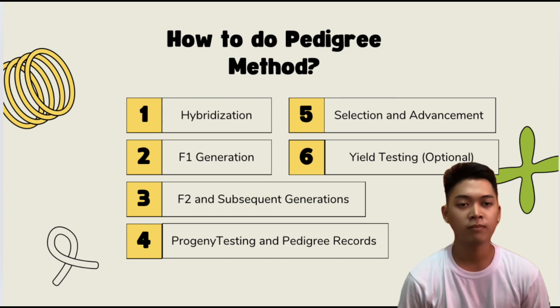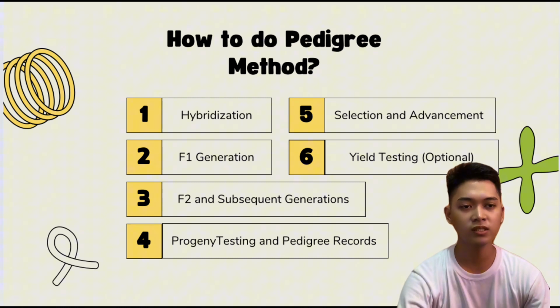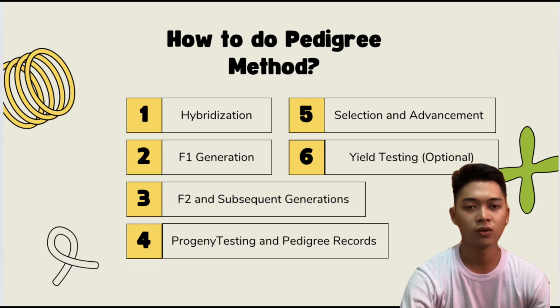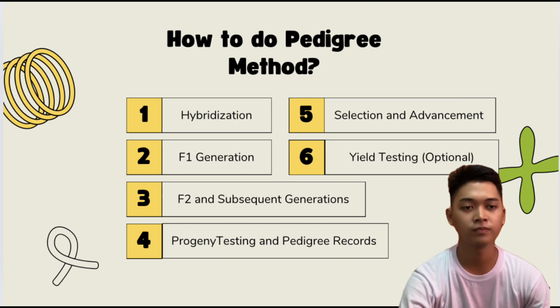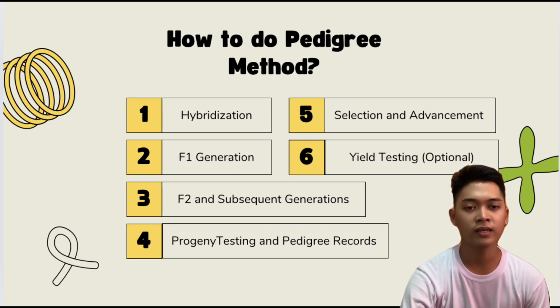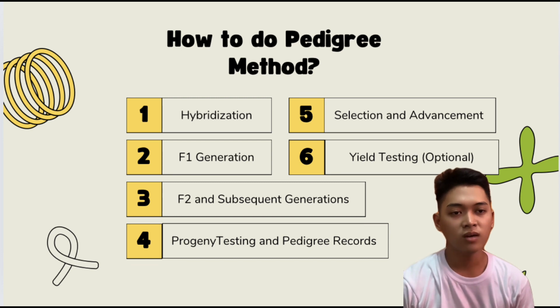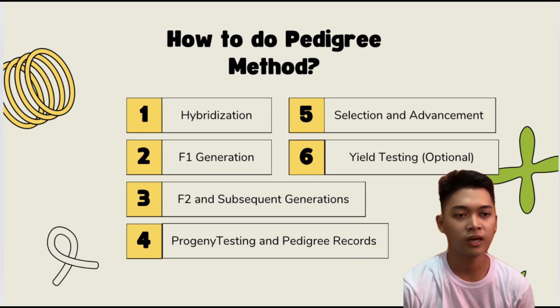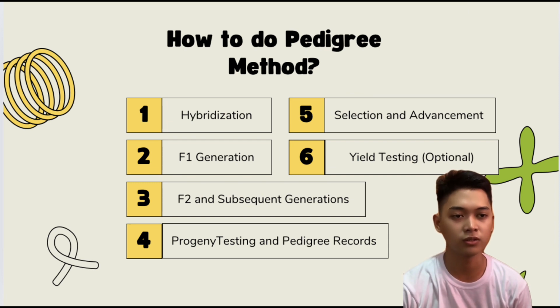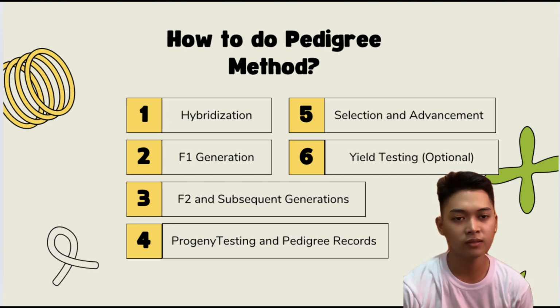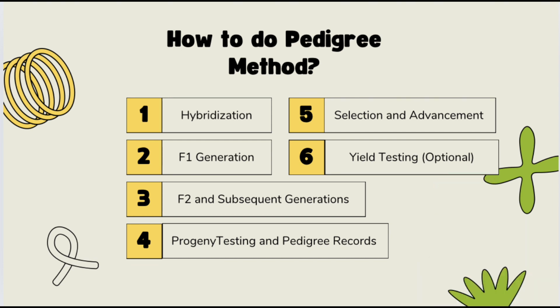Next is selection and advancement. As you evaluate progenies in each generation, you select those that exhibit the combination of traits you are aiming for. These selected plants are grown again, and their progenies are analyzed in the next generation. And the last is yield testing. Once you have promising homozygous lines, they may undergo yield testing to assess their performance under specific growing conditions. This helps to determine the line's overall suitability for commercial production.